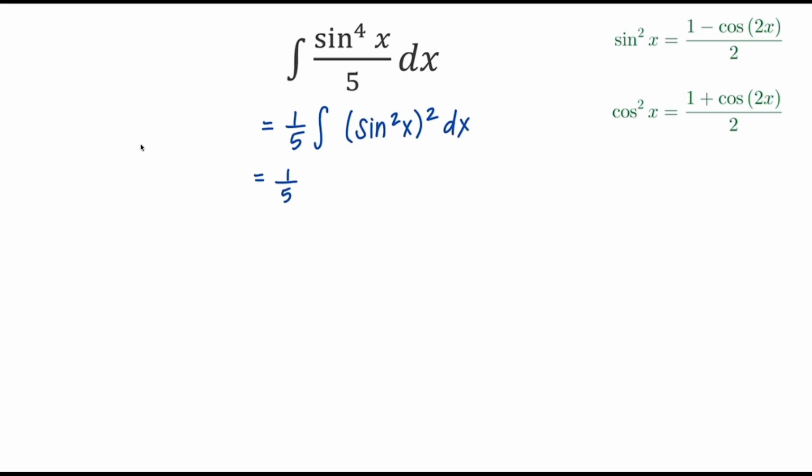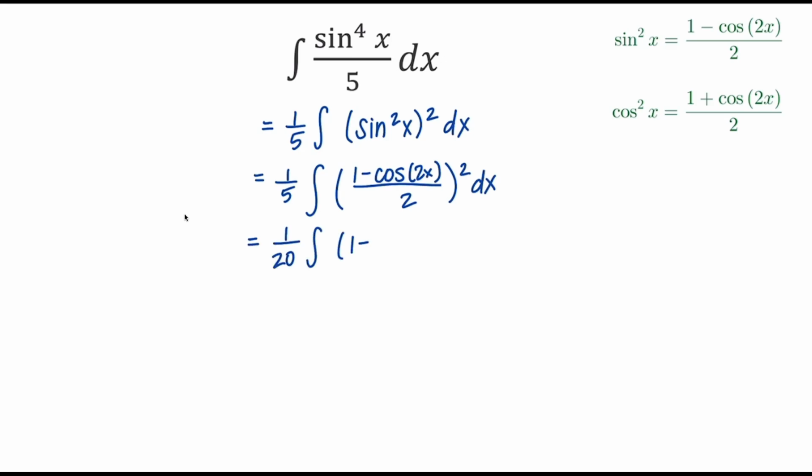So I have 1/5 the integral of 1 minus cosine of 2x, all over 2, squared, dx. Now here, the 2 in the denominator is being squared, so that's really a 4 down there, or a 1/4 that I'm going to pull out. So I have 1 over 20, the integral of 1 minus cosine of 2x, all squared, dx.